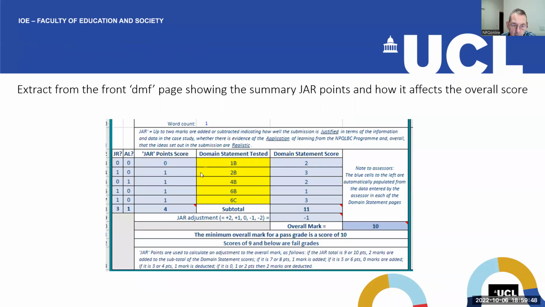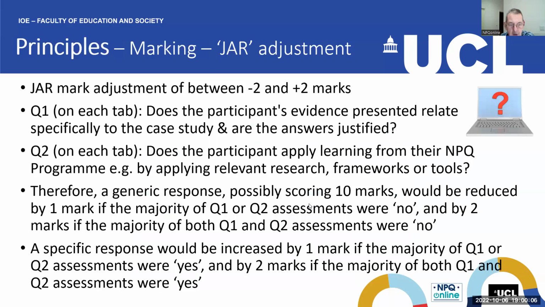So overall, that's what we're talking about, this JAR adjustment. There are a number of points, JAR points as we call them, on the left-hand side here, which then give a JAR adjustment, which adjusts your overall framework domain statement total. So looking at the slide itself, the JAR mark adjustment, as you see, is a score of between -2 and +2 marks, which is either added or subtracted from your overall framework domain statement total.